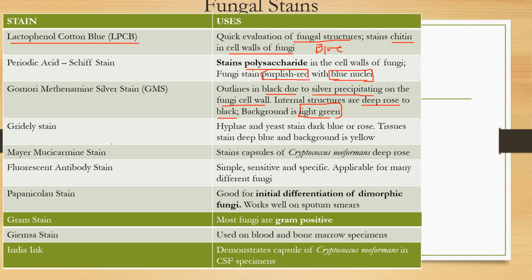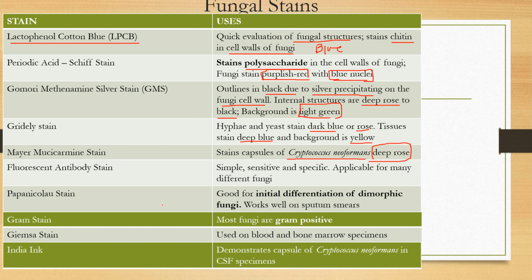Another stain, the Gridley stain. Hyphae and yeast class would stain dark blue or rose. Tissues would stain deep blue, and the background would appear yellow. Then we have your Mayer mucicarmine stain. This would stain the capsule of Cryptococcus neoformans deep rose in color.